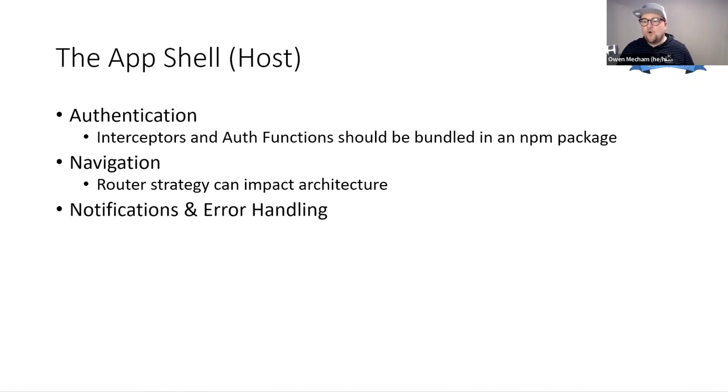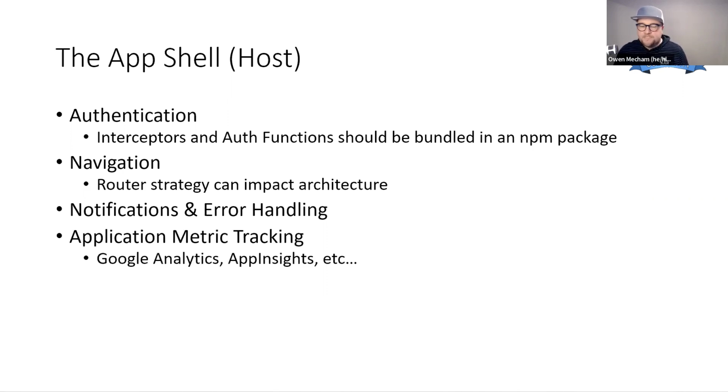Notifications and error handling are a big one. If you have 12 teams working on one single web page, you don't want to have 12 different ways to communicate success or failure to your end user. So broadcasting those events up to the host application and letting the UI be a concern that's delegated to that app is a best practice. Same thing with your application metrics tracking, whether it's Google Analytics or App Insights. Your support team is going to want to have one place to look for all of these different things when it comes to troubleshooting issues in the field.